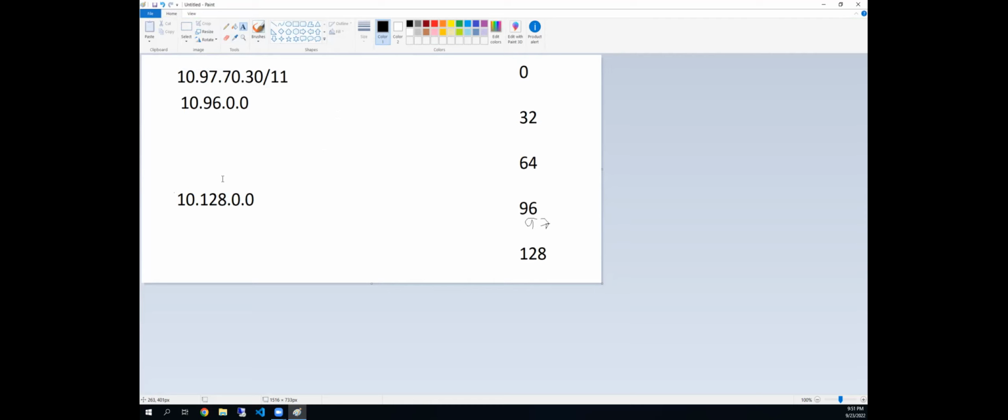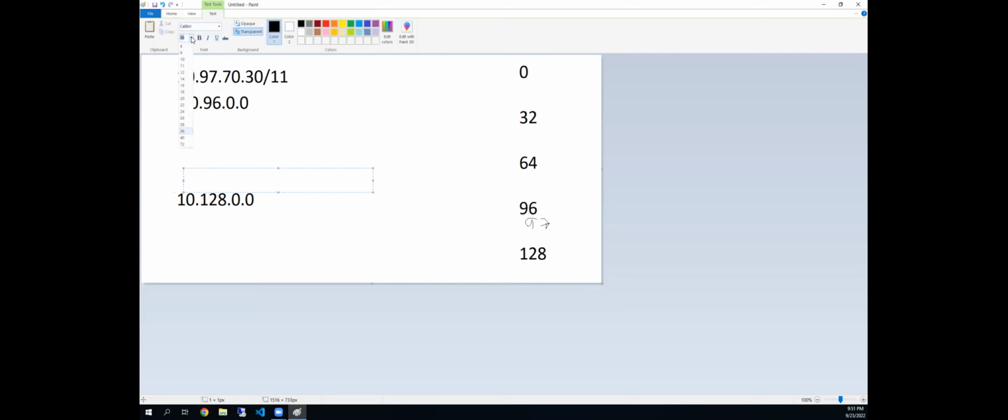Let's do it. When you subtract one from the 255 in the fourth octet, it becomes 254. That's right. So it's going to be 10.127.255.255. Why is this? Because the moment I add just one more bit, it's going to be this one. Does that make sense?